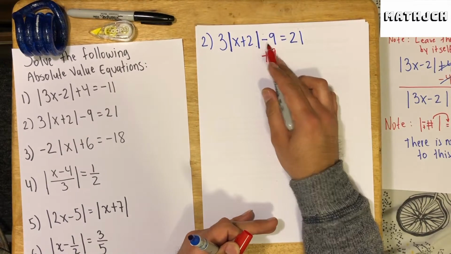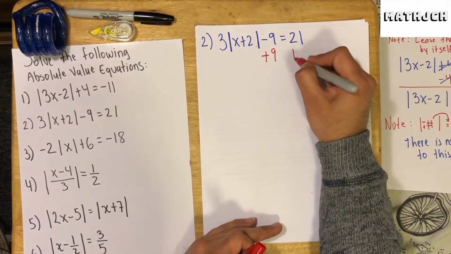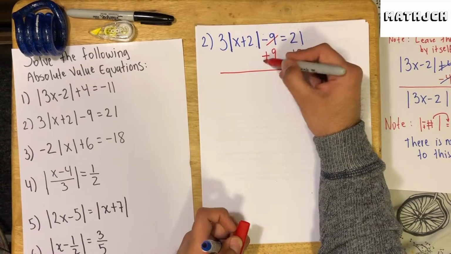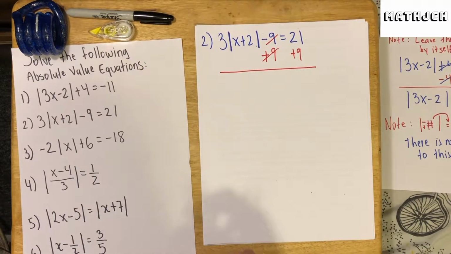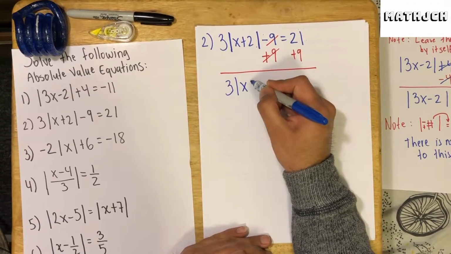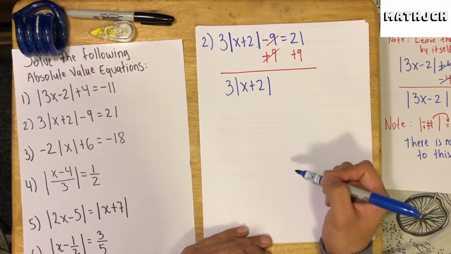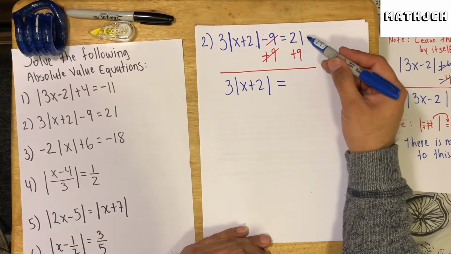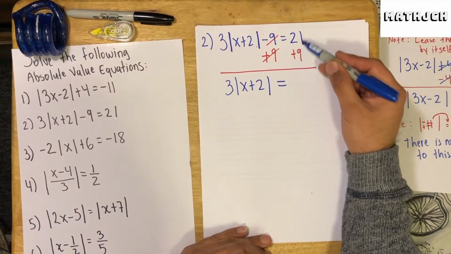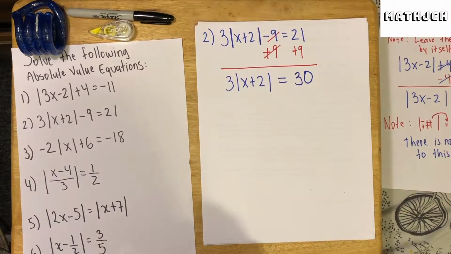So it's subtracting, so we do the opposite, plus 9 to both sides. So negative 9 plus 9 cancels, and I'm left with, bring down the 3 times absolute value of x plus 2 equals, now 21 and 9, they're both positive, so that means that they're adding. 21 plus 9 is 30.